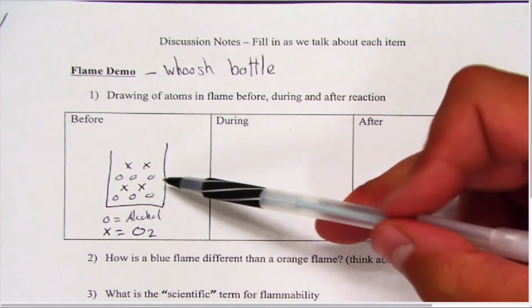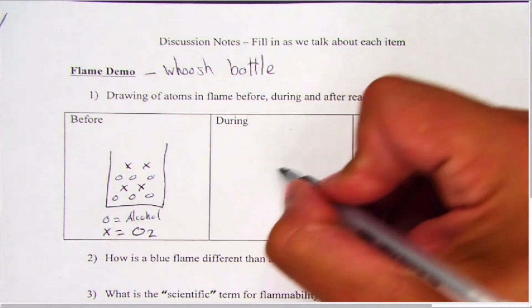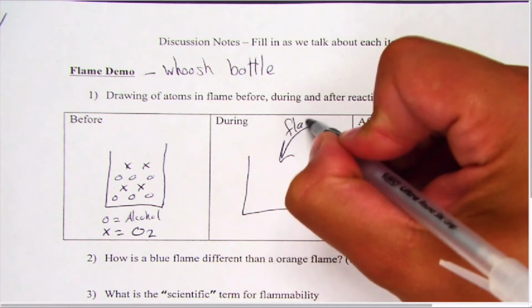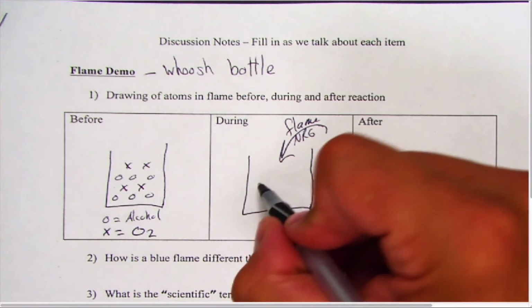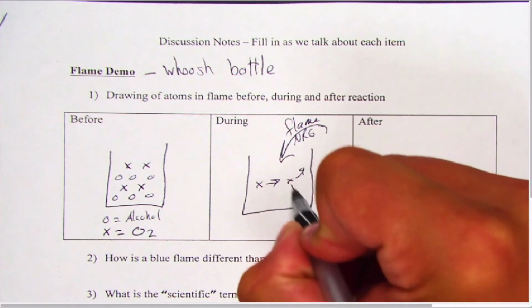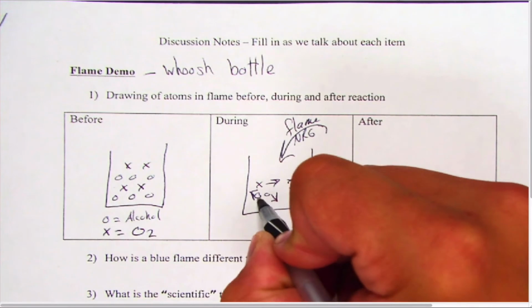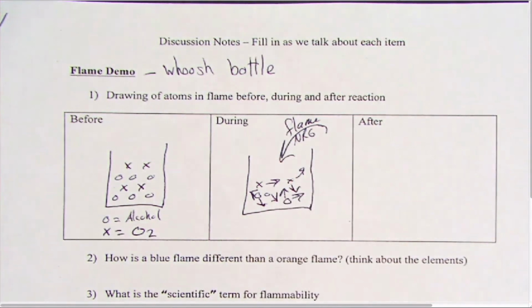So what we need to do is we need to make them move faster. So how do we make them move faster? We add energy. Okay? We added a match or a flame, which is energy. And now these molecules are moving really fast. Before they were moving fast, now they're moving faster. They're running into the sides of the container, they're running into each other, they're going all over the place. And when they run into each other, they break apart and reform into different compounds.